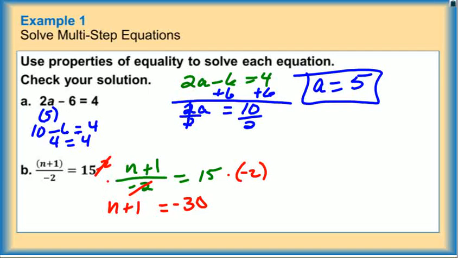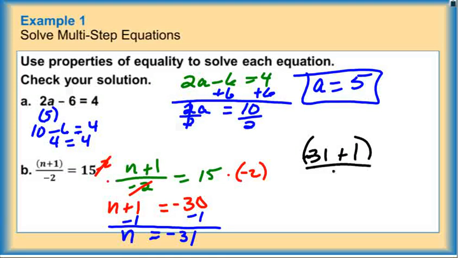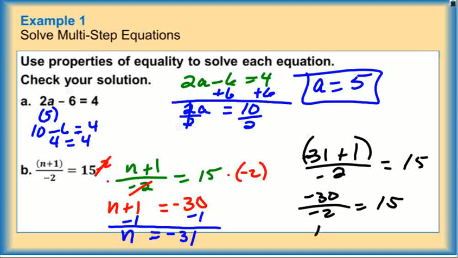And now I have one step left. To get n by itself, the opposite of adding 1 is subtracting 1. And when I subtract 1 on both sides, I end up with n equaling negative 31. Now I need to check my answer to make sure that makes sense. If I put that in the original problem, I have negative 31 plus 1, divided by negative 2, and that should give me 15. Negative 31 plus 1 is negative 30. Negative 30 divided by negative 2 is 15. 15 is equal to 15. Therefore, my answer for n would be negative 31.